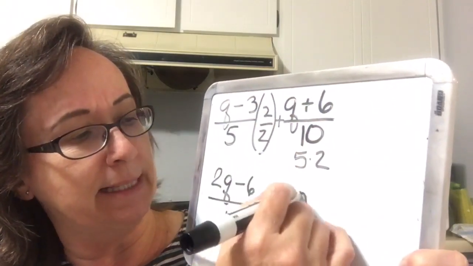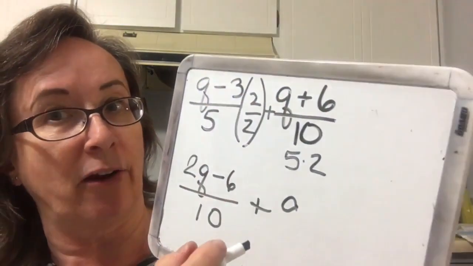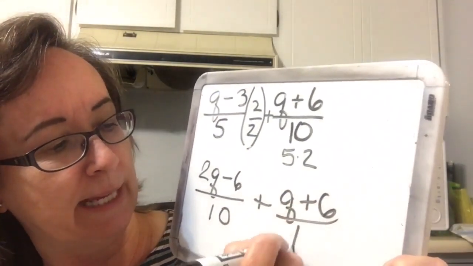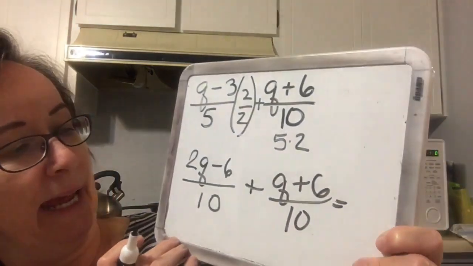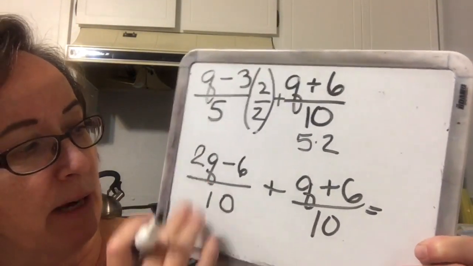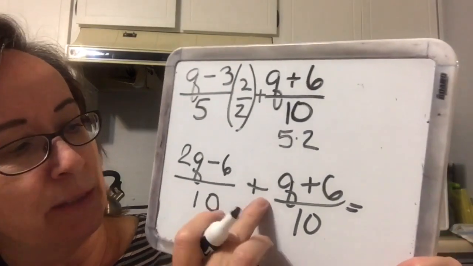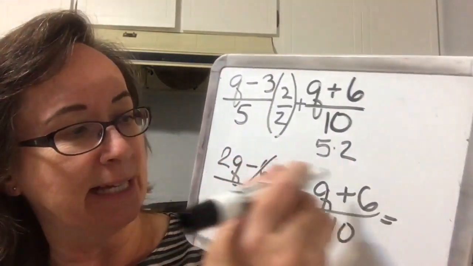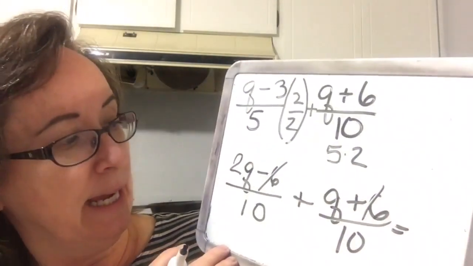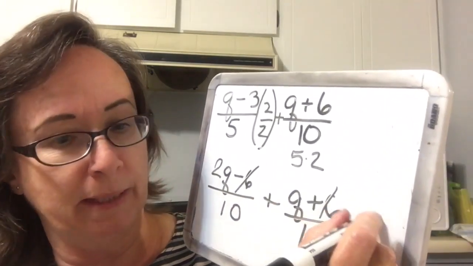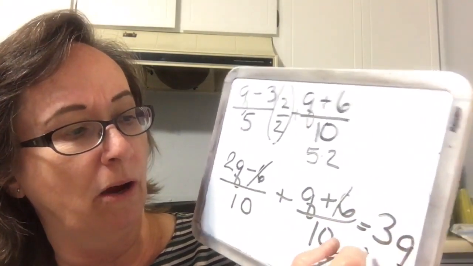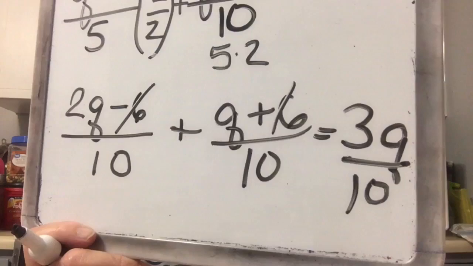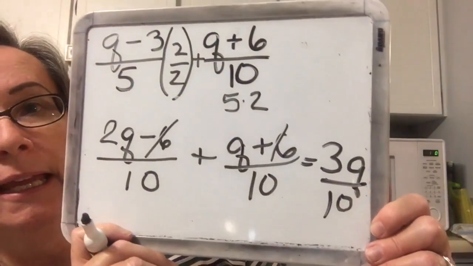Plus q plus 6. Now this one over here does not need to be changed because it already has a 10 as a denominator. So q plus 6 over 10. I can just write that one down. And now, since they have the same denominator, I'm free to just go ahead and add. Since we have a plus in between, there's no distribution necessary. Look at this one, negative 6 and a positive 6. They go out, and I get 2q plus q, or simply 3q over 10. And that should be the answer to that one. And 3q over 10 is correct.